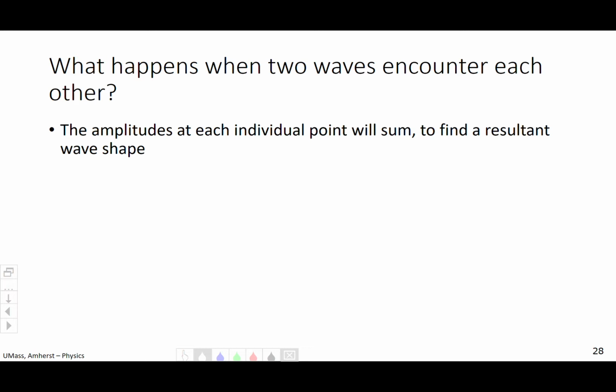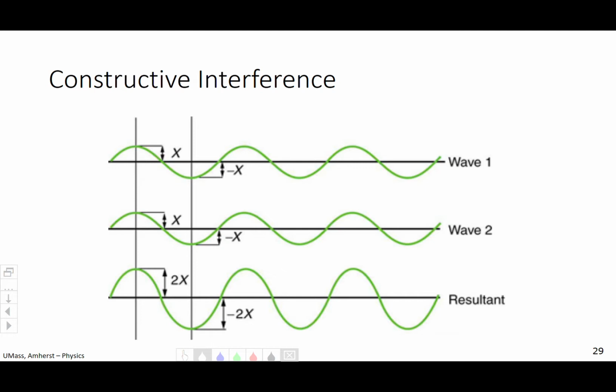Okay, so what happens when two waves encounter each other? What happens when two waves suddenly hit each other? Well, they have to sum. So the amplitudes at each individual point will add together to find a resultant wave shape. What does that really mean?